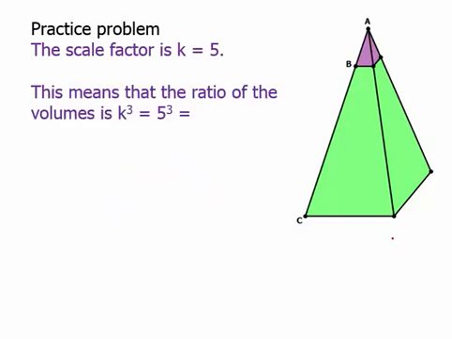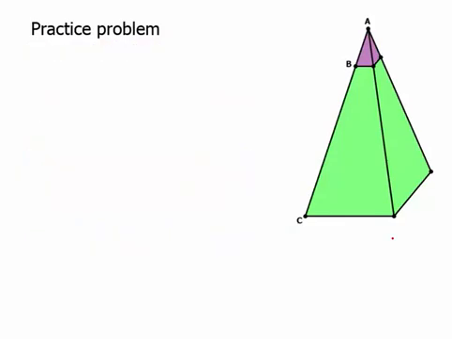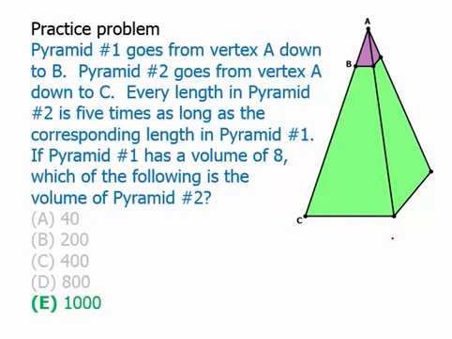So the scale factor is 5. This means that the ratio of the volumes, k cubed, is 5 cubed, and that's 125. The little volume of V equals 8 is multiplied by that scale factor cubed to get the big volume. So 8 times 125, we'll use the doubling and halving trick. Half of 8 is 4, double of 125 is 250. 250 times 4 is 1,000. So go to the answer choices and choose 1,000.